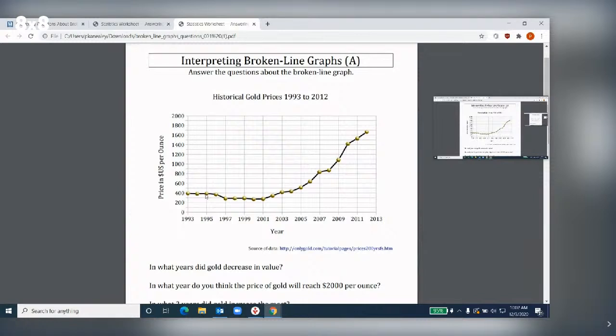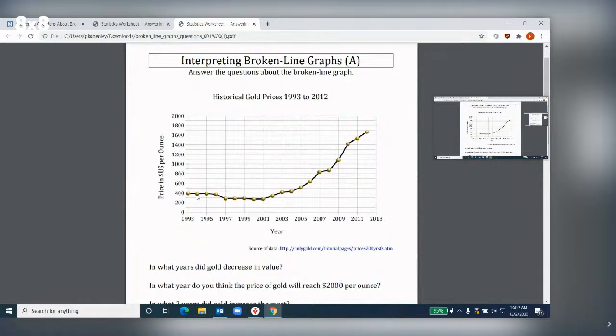95, it stayed the same. 96, it went down. 97, it went down. Then you can look here, 98, it stayed the same. 99, stayed the same. 2000, it went down. 2001, stayed the same. Then from that point on, gold starts going up significantly. So in what years did the gold decrease in value?